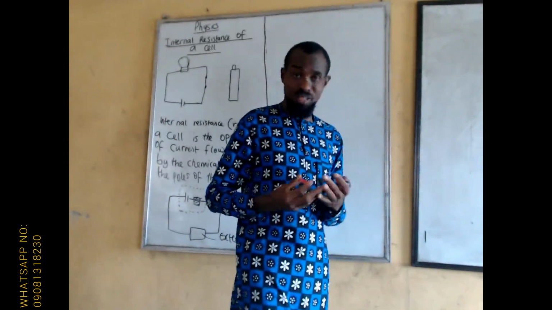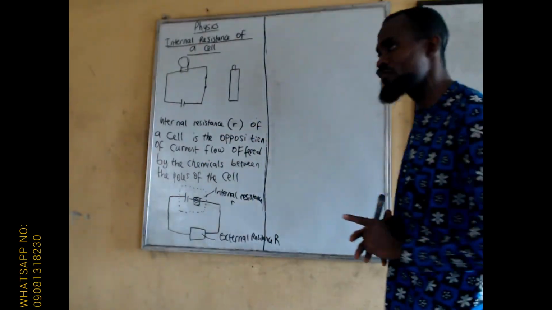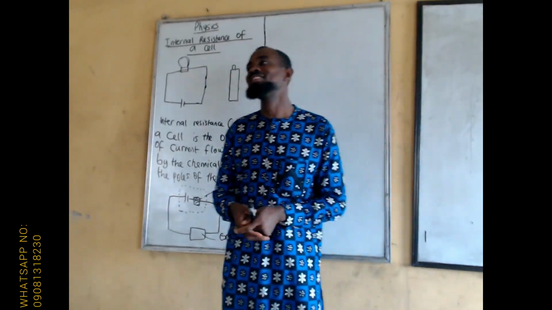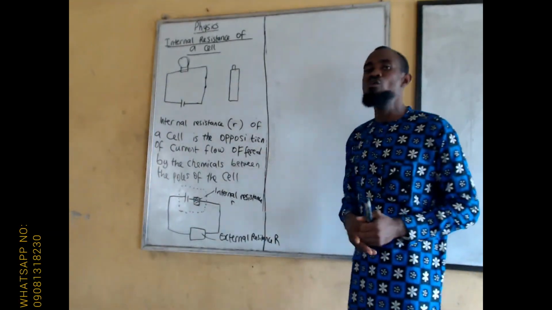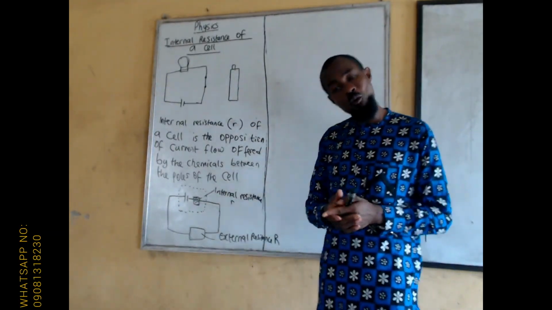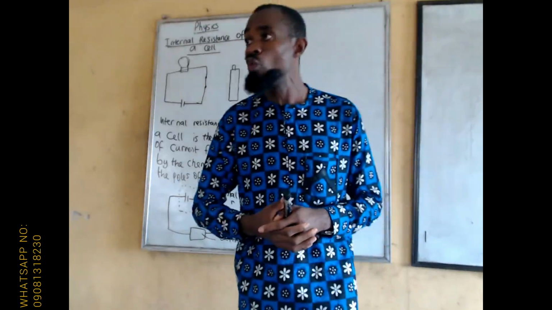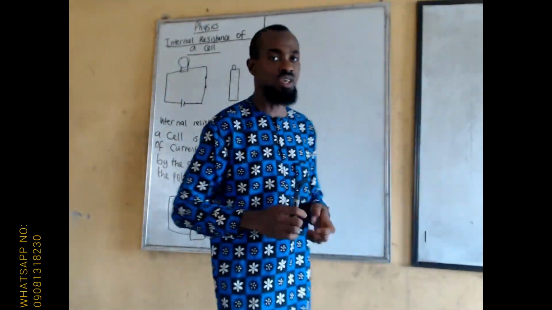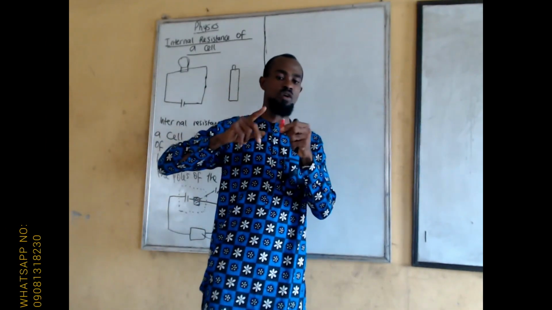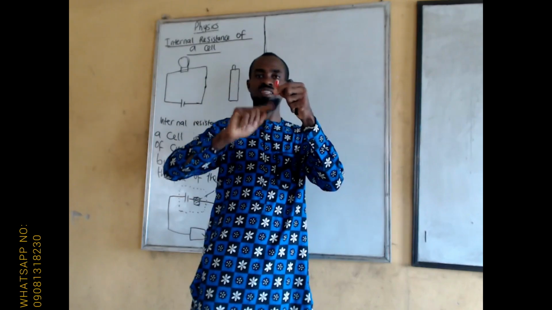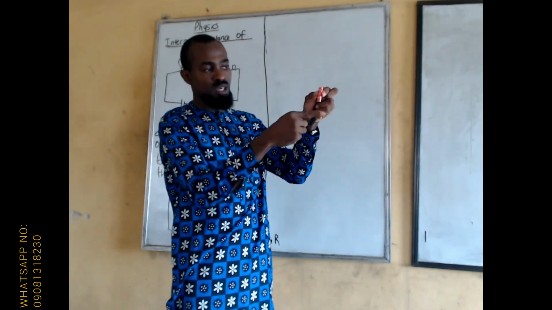For that, we want to define the EMF of a cell again. The EMF of a cell is the potential difference across the terminals of the cell when it is in an open circuit. So you just have this battery, you want to define EMF, and you have internal resistance at the back of your mind. It is just the potential difference across these terminals when it is in an open circuit, because there's no complete flow of charge.